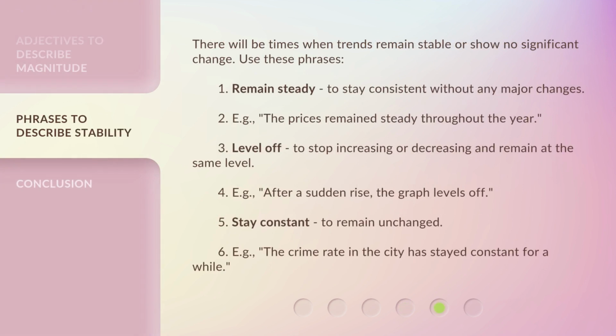There will be times when trends remain stable or show no significant change. Use these phrases. 1. Remain steady, to stay consistent without any major changes. E.g., the prices remained steady throughout the year. 2. Level off, to stop increasing or decreasing and remain at the same level. E.g., after a sudden rise, the graph levels off.